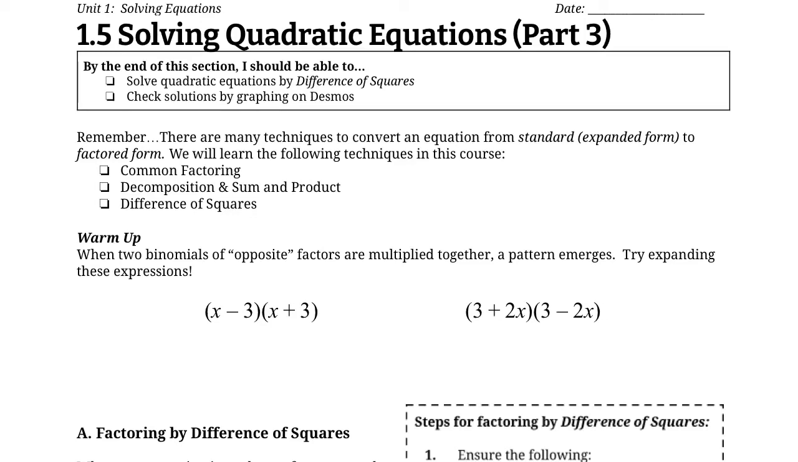There are many techniques to convert an equation from standard expanded form to factored form. So far, we've learned common factoring, decomposition, and the sum and product method. And so that leaves us with our final method for factoring called difference of squares.